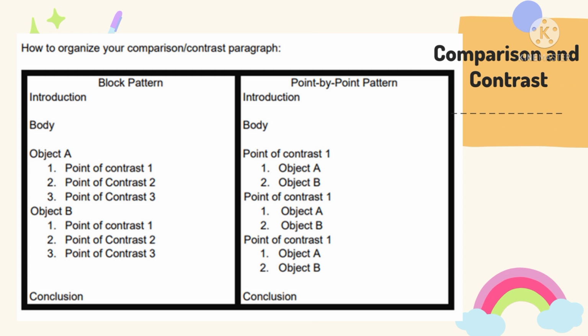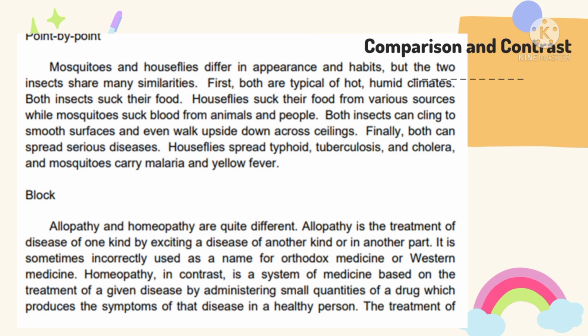While for the point-by-point pattern, you will have this kind of system. You have to write the introduction, the body, then you have to explain point 1 and compare object A and object B. Explain point of contrast 2 and compare object A and object B. And explain point of contrast 3 and compare object A and object B, and then finally draw your conclusion. So you may take a look at these 2 example paragraphs for you to understand better the 2 patterns, which are the block pattern and the point-by-point pattern.